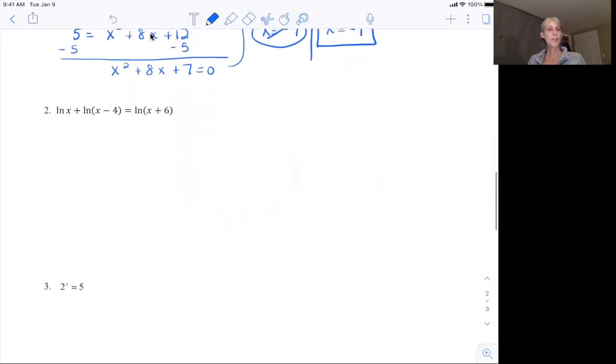Moving on to example number 2. ln of x plus ln of x minus 4 equals ln of x plus 6. Again, I like to always start by simplifying and then I determine what I'm dealing with. So I have ln, the plus sign in between the two logs tells me to multiply the arguments. And now I have ln and ln. I have a log on each side, so I can cancel the logs. And just now the resulting equation is what I'm solving.